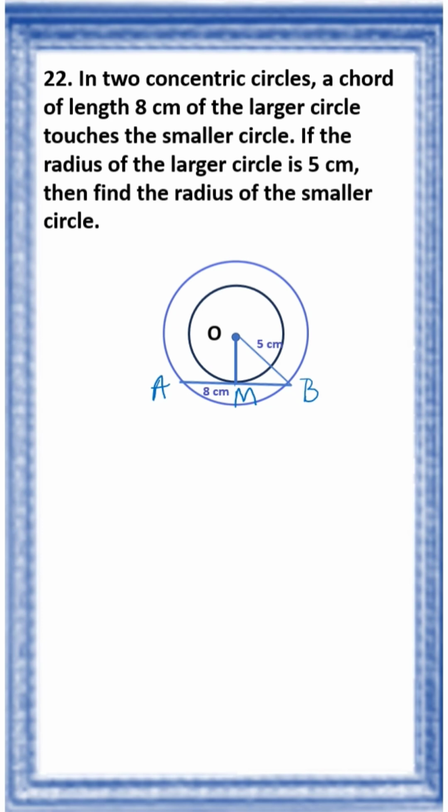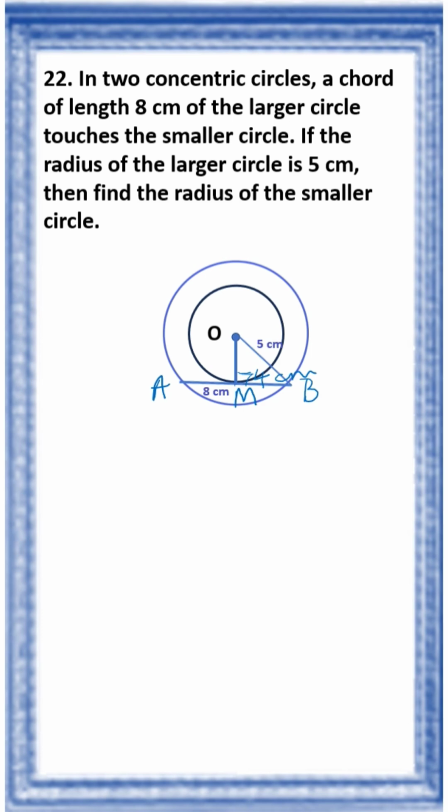So MB is 4 cm. From here only you can say OM is 3 cm. We have to find OM since it is the radius of the smaller circle. So now we have a right angle triangle. This is the tangent of the smaller circle, the inner circle. Tangent drawn at the point of contact. The radius drawn at the point of contact is perpendicular to the tangent. They are perpendicular to one another, which means OMB is 90 degrees.